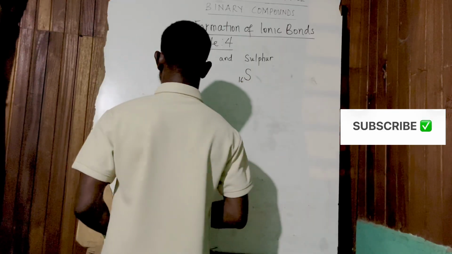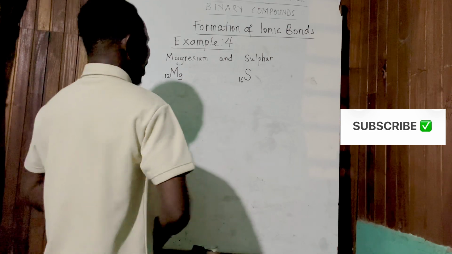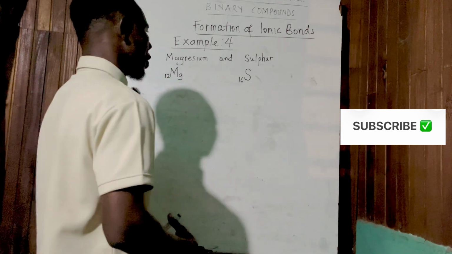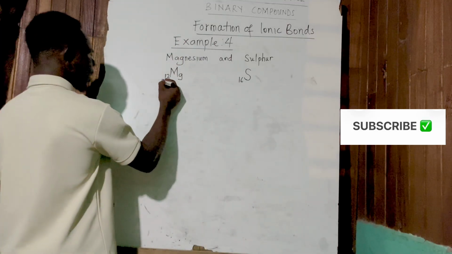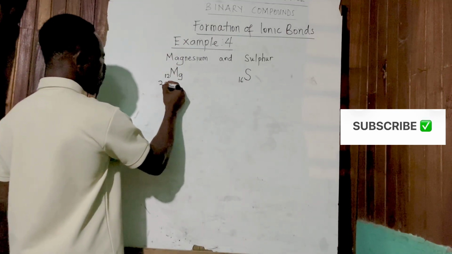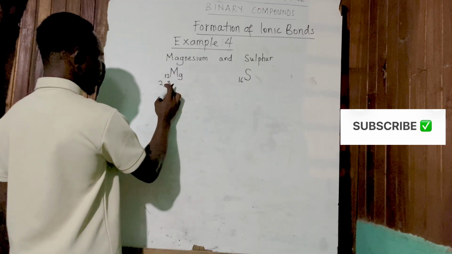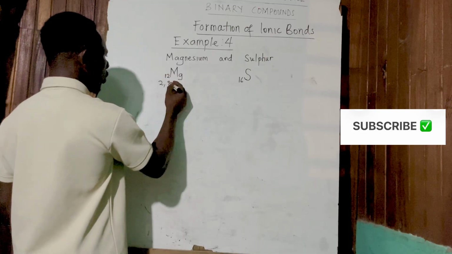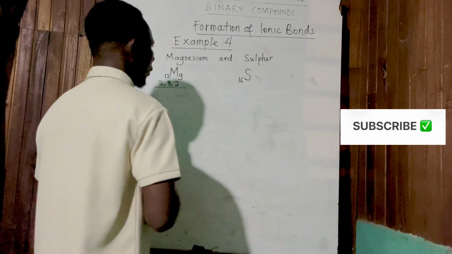Now, let's write the electronic configuration for magnesium and sulfur. We are saying that the first shell takes how many? 2. The second shell takes what? 8. 2 plus 8 is what? 10. How many more is needed to obtain 12? That is 2. So this is the electronic configuration for magnesium.